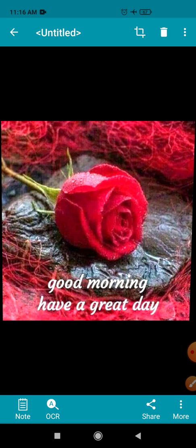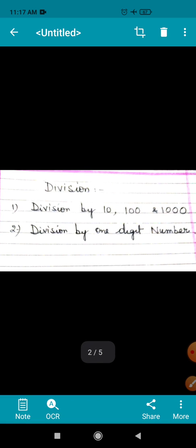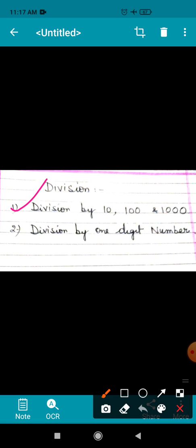Today in this class we will learn division of decimal numbers. Children, in this topic we will know about the division of decimal numbers by 10, 100 and 1000 and division of decimal numbers by one digit number. So let us start with division by 10, 100 and 1000.